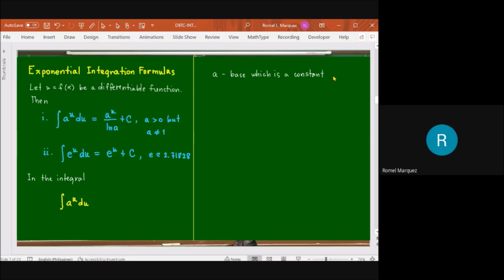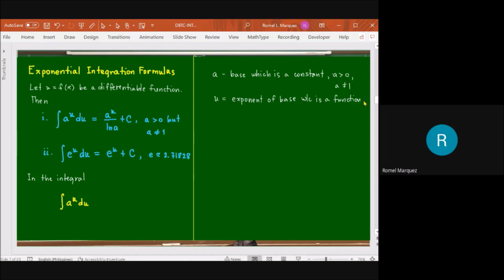Of course, it is a constant greater than 0, but not equal to 1. And then u here is the exponent of the base. And it is a function, other than a constant.